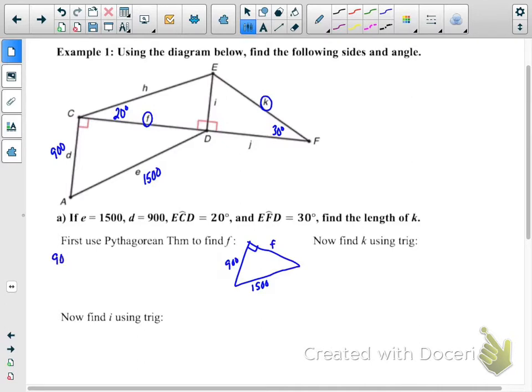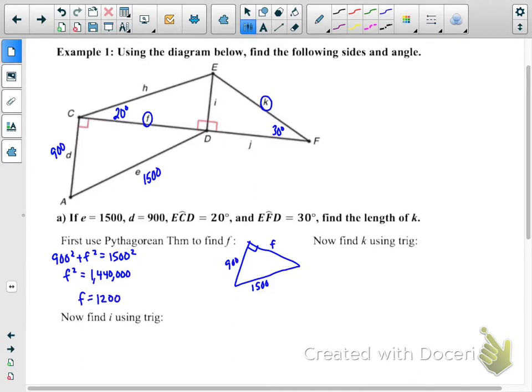So 900 squared plus F squared is equal to 1,500 squared. So F squared is going to equal 1,500 squared minus 900 squared. That's actually going to be 1,440,000. And luckily for me, when I take the square root of that, that gives me exactly 1,200.